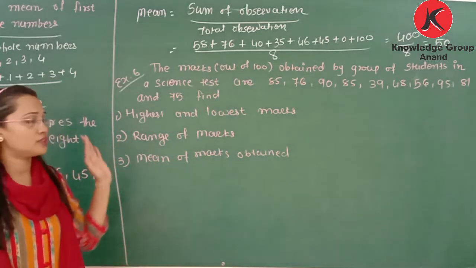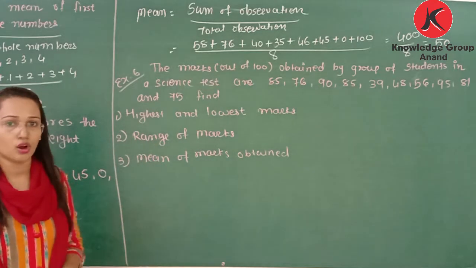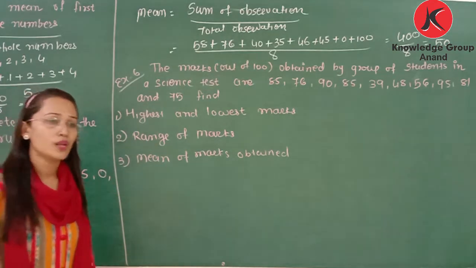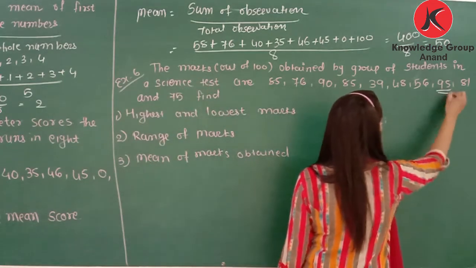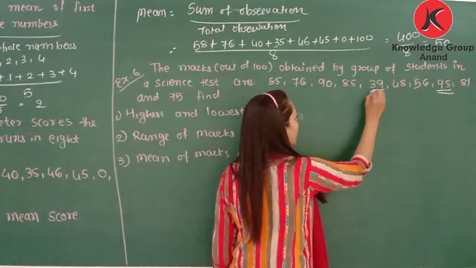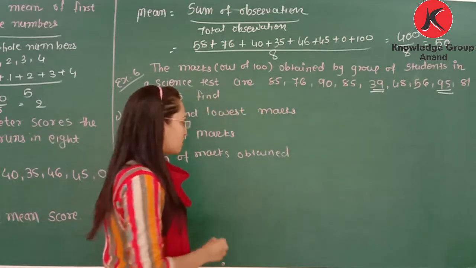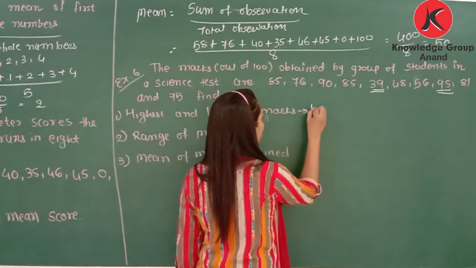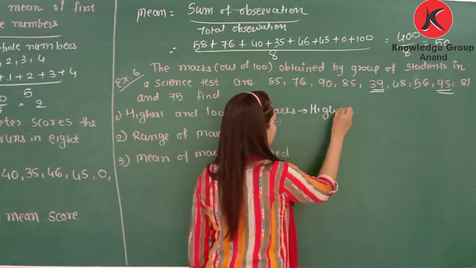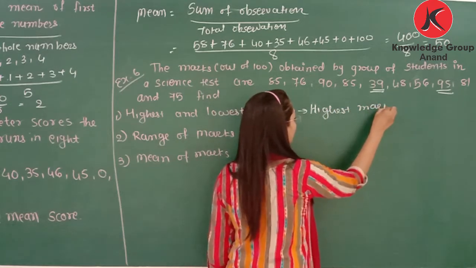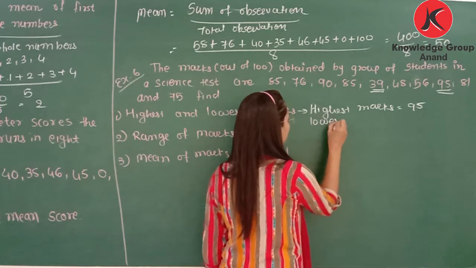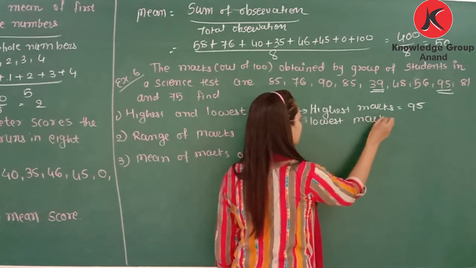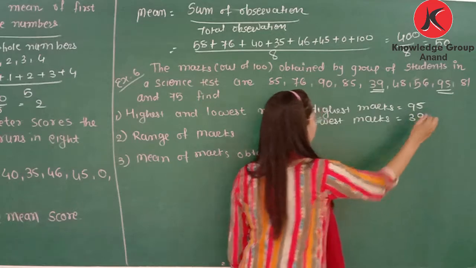So you can arrange this in ascending or descending order, or you can directly find the highest and lowest marks. So what will be the highest marks? You can see here 95 is the highest and 39 is the lowest mark. So highest marks is 95 and lowest marks is 39.